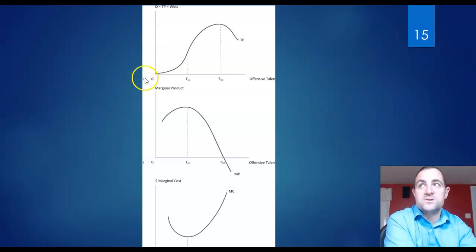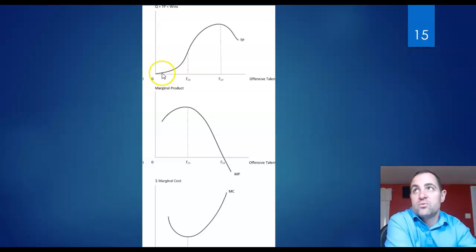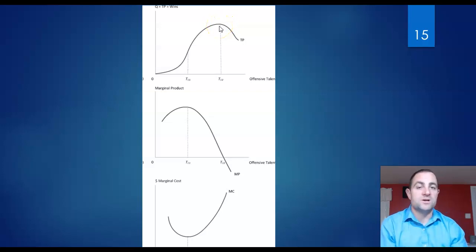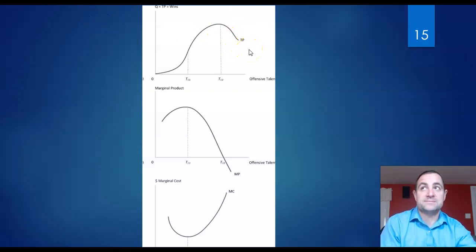First, you'll have your total product going up at a fast rate. So the increase in offensive talent is going to have a very rapid impact on the number of wins. Then the number of wins is still going up as you add more talent, but at a slower and slower pace. And eventually, if you have too much offensive talent, it can lead to problems with players not being able to play well together, and so you can see a decrease in the number of wins.